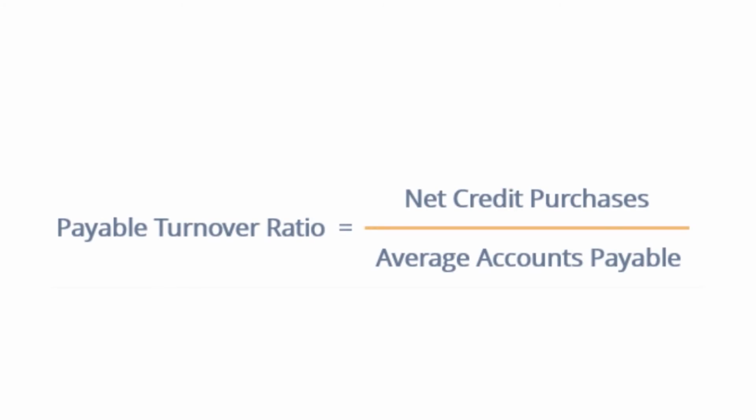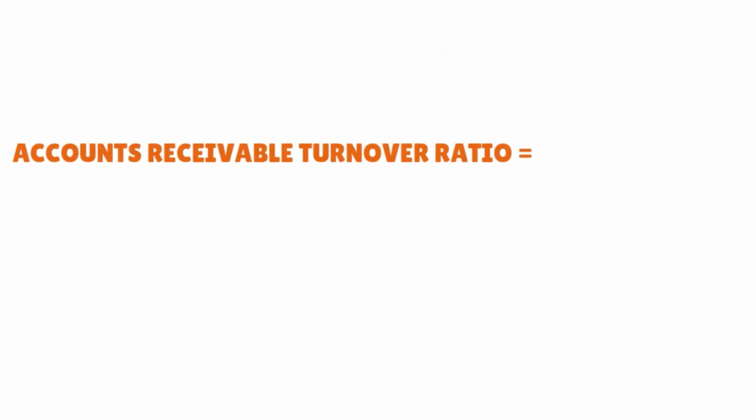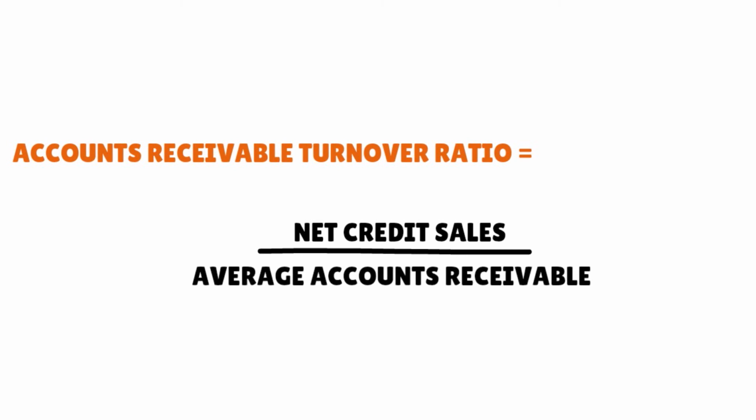Let's talk now about efficiency ratios. First, you have accounts payable turnover ratio. This expresses the credit purchases as a multiple of accounts payable. So the formula here is net credit purchases divided by average accounts payable. Accounts receivable turnover ratio. This expresses the credit sales as a multiple of accounts receivable. So the formula is net credit sales divided by average accounts receivable.